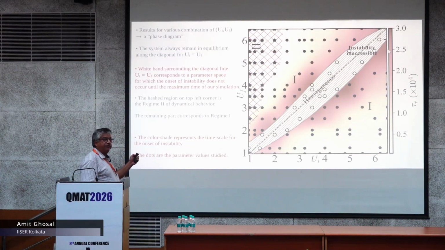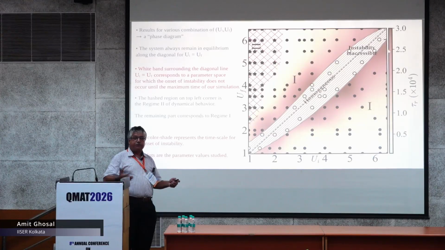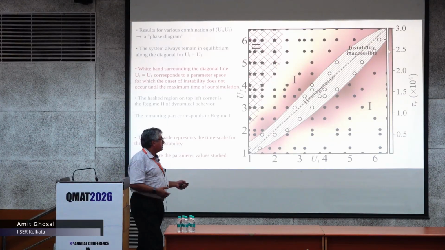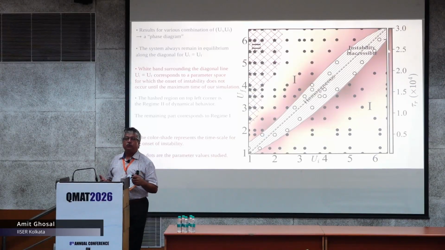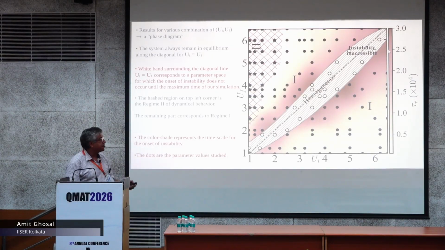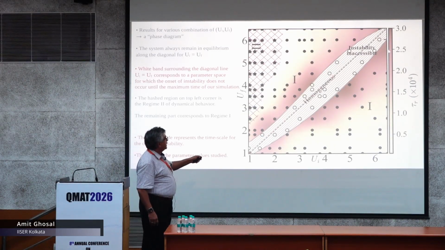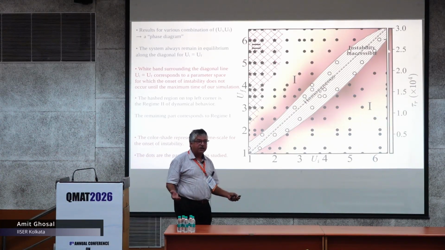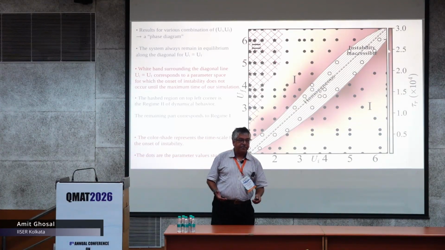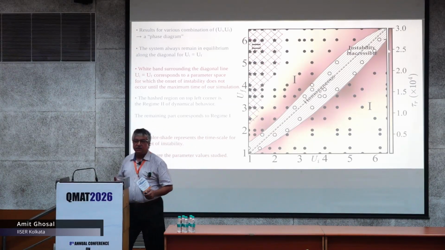Alright, so in this way we can look at various different points in the space of UI and UF plane, and then we can draw a phase diagram where the diagonal line, UI equals UF, is a homogeneous solution. There is no dynamics because there is no quench at all, right? That's sort of an obvious line.